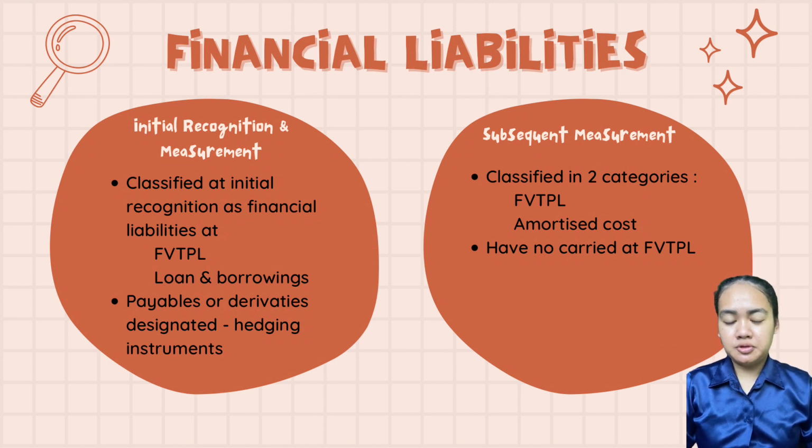Next is subsequent measurement. According to MFRS 139 paragraph 47, financial liabilities should be measured at amortized cost at subsequent measurement, except for financial liabilities at fair value through profit or loss, financial liabilities arising from transfer of financial assets, financial guarantee contracts and commitments for loans below market rate. For WCT Holding Berhad, financial liabilities are classified in two categories, which are financial liabilities at fair value through profit or loss and financial liabilities at amortized cost. WCT has no financial liability carried at fair value through profit or loss.